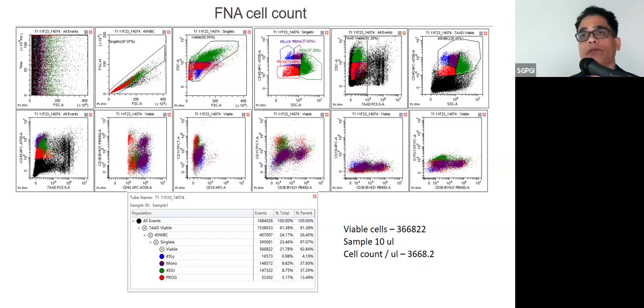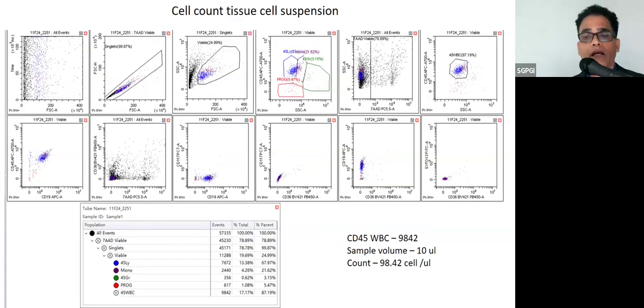So if you rely on the counter, you will not get the cell yield as per your expectation. That's why it's easy to do the FNA cell count for these particular samples, like fine needle aspiration, on the flow cytometer. It's very good. Even in a tissue sample, you can take a cell count on the flow cytometer. This is just an example. Here the CD45 WBCs are 9842. Sample volume used was 10 microliters, and that's what the count is, 98.42.